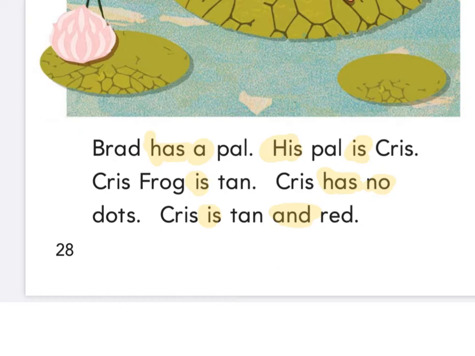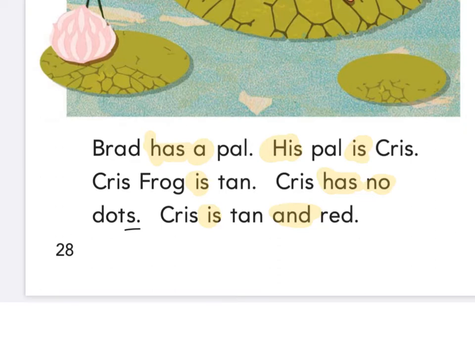Cris. Okay? I have Cris frog tan. Cris. Oh, there's an S on the ending of the word dots. There's an S on the ending of the word dots. Cris tan red. So all these words you already know. Go ahead and practice reading this page to yourself.